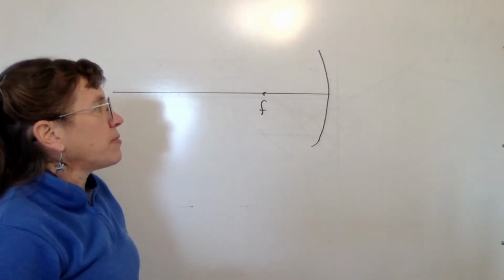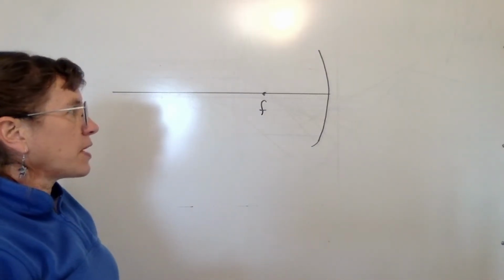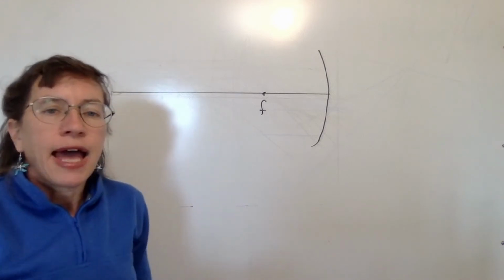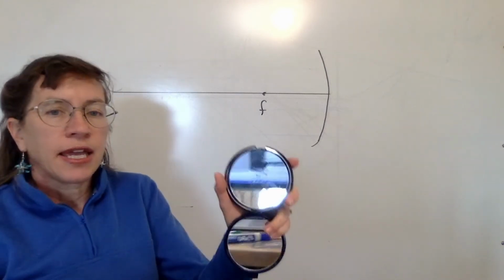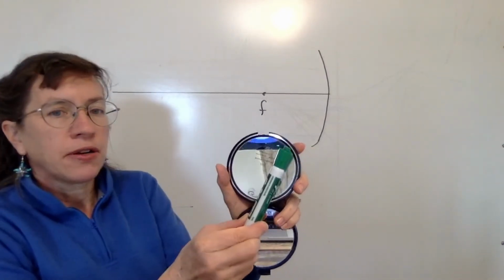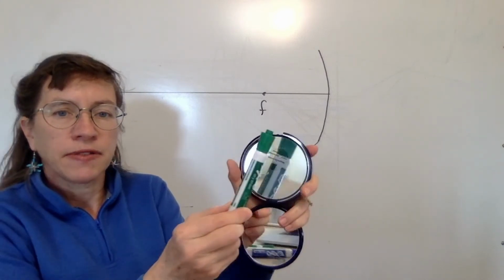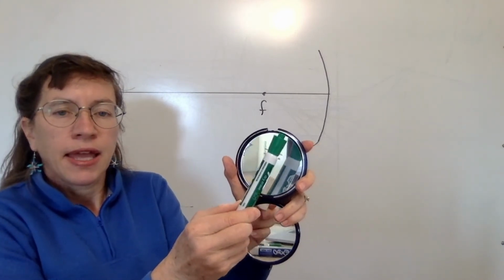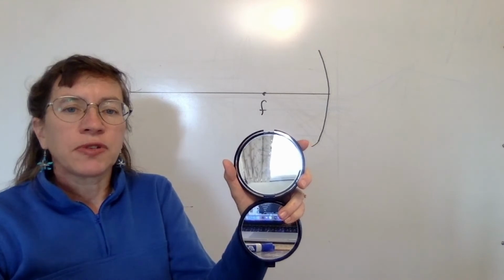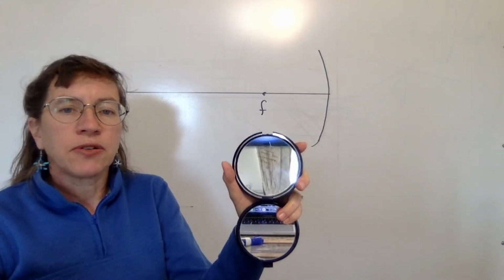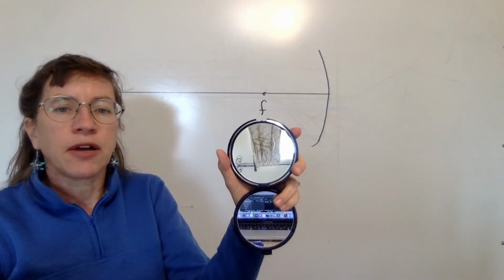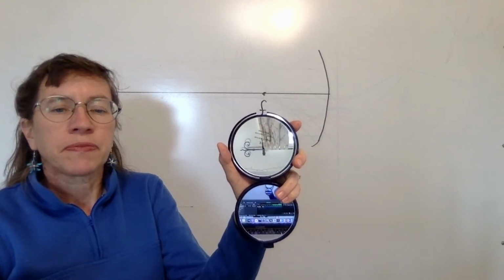The next diagram that I'm going to do is going to be for a converging mirror. As with a converging lens, it can magnify things right here. All right, you can kind of see the magnified pen. And it can also give you a small upside down image. As you can kind of see in this, there's an upside down curtain.